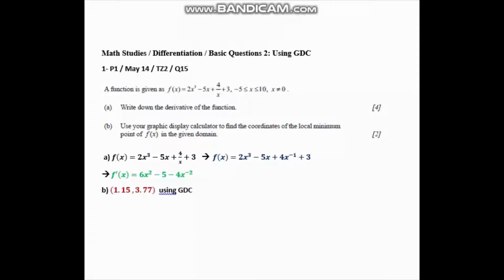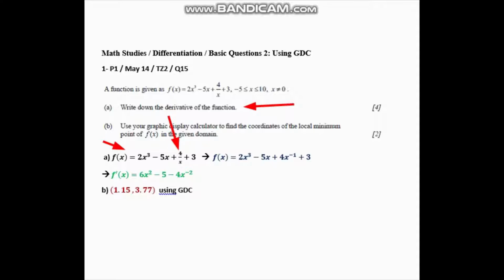So we are given the function f of x equals 2x cubed minus 5x plus 4 over x plus 3. And in question A, we are required to write down the derivative function. Like I did in the previous video, I shall first attempt to simplify or to rewrite one of the terms to make it easier to differentiate. In particular, I am talking about this third term right there.